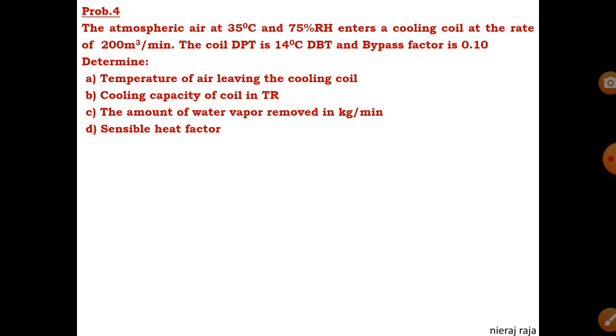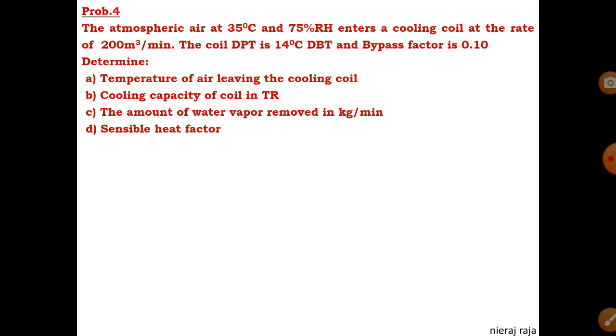Again 4 things you have to calculate. Temperature of air leaving the coil. Okay, the air which is entering the coil is at 35 degrees Celsius. The temperature of the coil is 14 degrees Celsius. What do you have to find out? The temperature of air leaving the coil. Obviously that would be greater than 14 and lesser than 35.